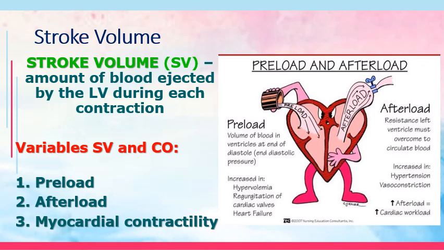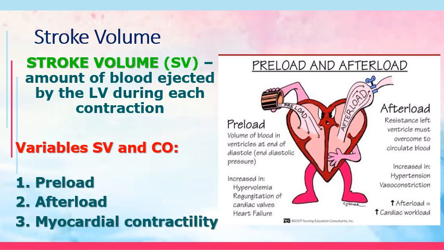Afterload. Afterload is the pressure or resistance that the ventricles must overcome to eject blood through the semilunar valve. Okay, meaning it is the pressure that your heart needs to fight for the blood to go out of the heart. So typically, these are the pressures present in your semilunar valve, your pulmonary artery, and then your aorta.